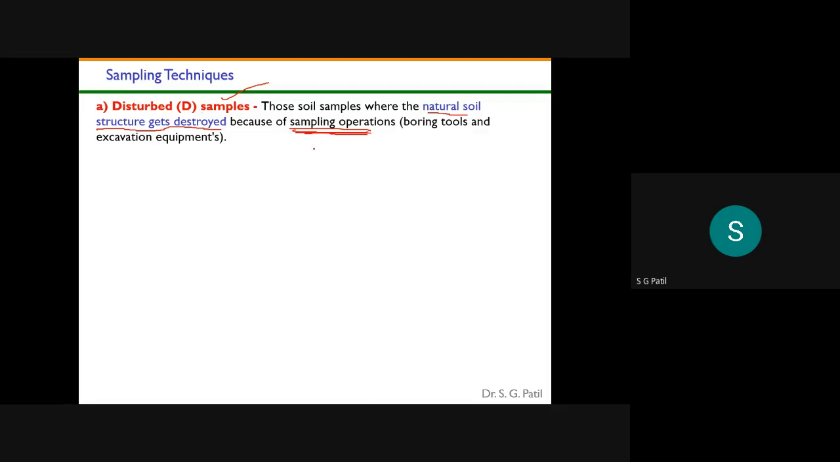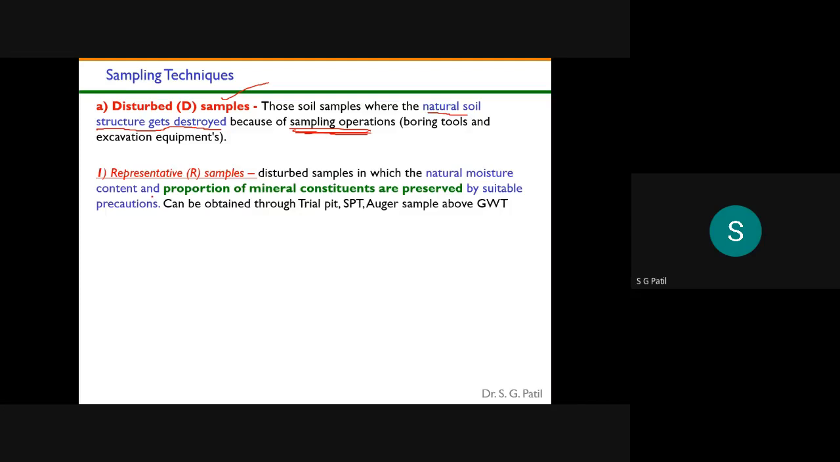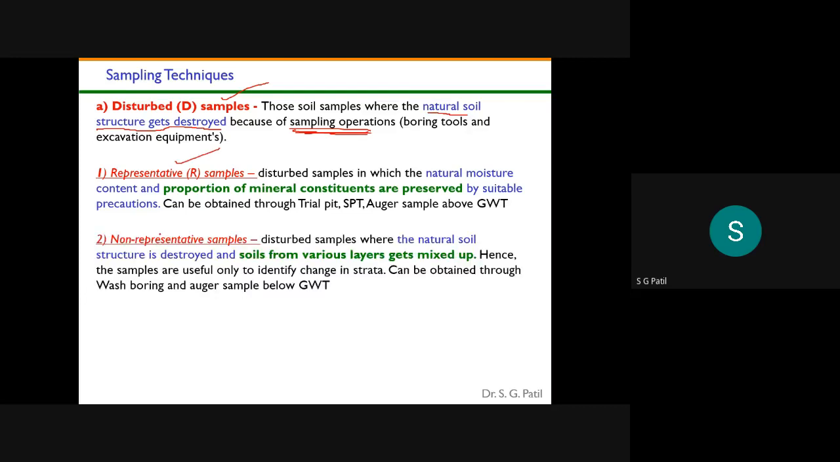So with boring tools and excavation equipment, whatever sample you get now is called a disturbed sample. Again, in the disturbed samples, we have two types. One is the representative sample, and the other one is the non-representative sample.